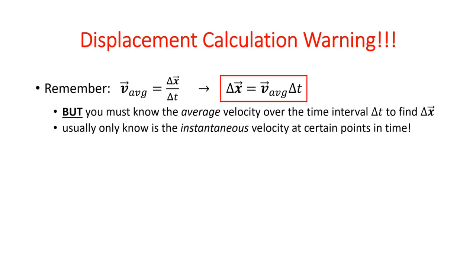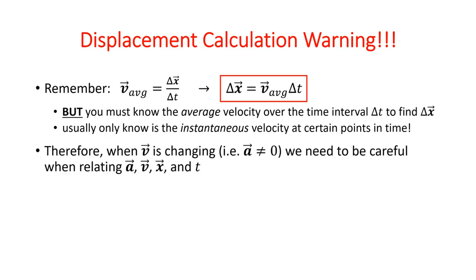However, in many problems, you do not know the average velocity. So it's really tempting, if you're given a velocity at a particular point in time, to just plug it into this equation to calculate the displacement. But in general, that velocity that you're given is an instantaneous velocity and not an average velocity. And so you're not going to come up with the right answer, because those two things, they're not equivalent to each other.